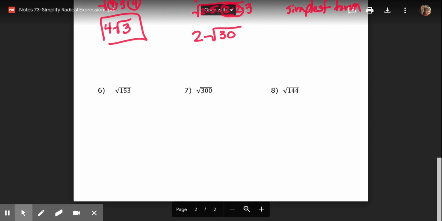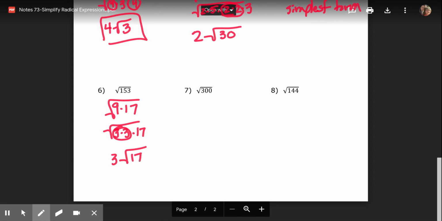All right, let's take a look at problem 6. So 153, I'm going to use 9 and 17. And then 9 would break down into 3, 3, and then 17's prime. So there's a pair. So I have 3 square roots of 17.